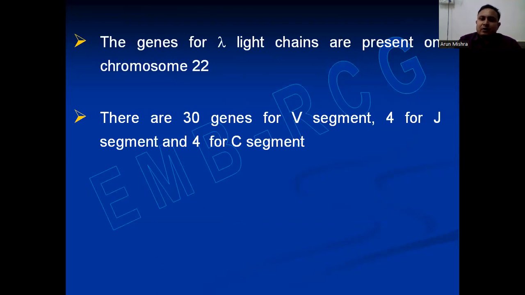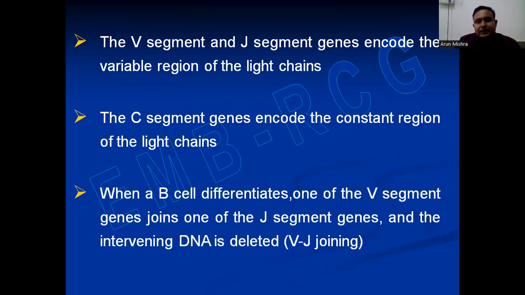The genes for lambda light chains are present on chromosome number 22. There are 30 genes for V segment, 4 for J segment, and 4 for C segment. The V segment and J segment genes encode the variable region of the light chains. The C segment genes encode the constant region of light chains. When a B cell differentiates, one of the V segment genes joins one of the J segment genes, and the intervening DNA is deleted, which is known as VJ joining.